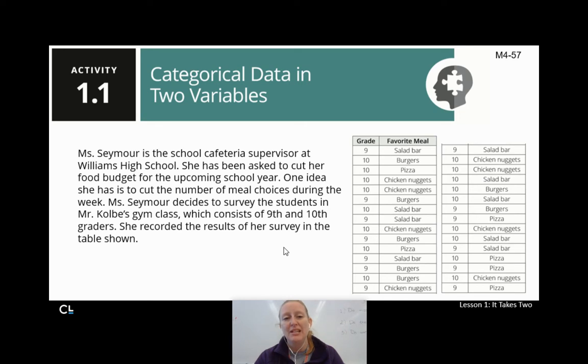So Miss Seymour decides to survey the students in Mr. Colby's gym class, which consists of 9th and 10th graders, right? That's usually who's taking gym. She recorded the results of her survey on the table shown. So she recorded a grade, whether they were 9th or 10th graders, and what their favorite meal was from the cafeteria.